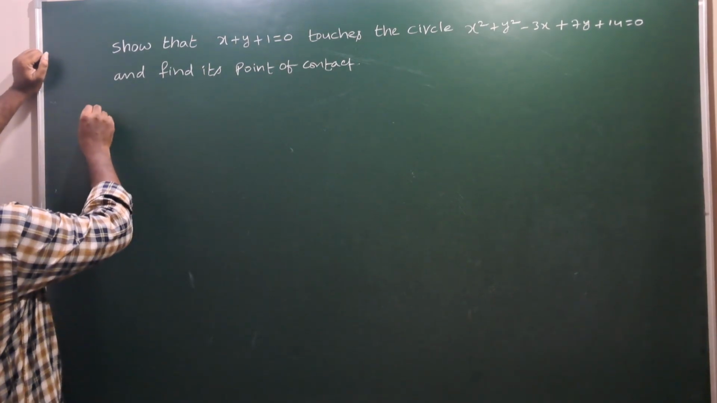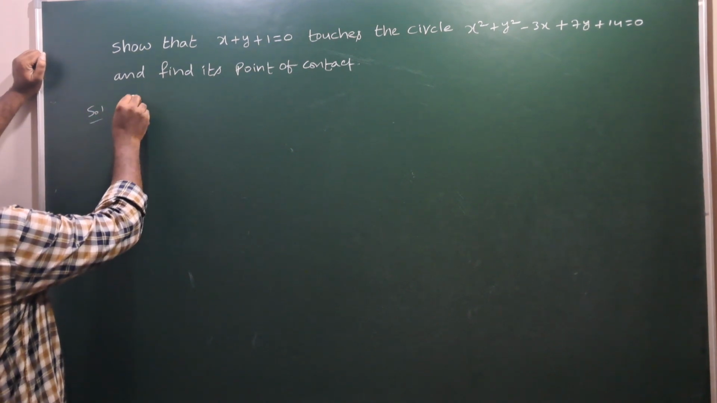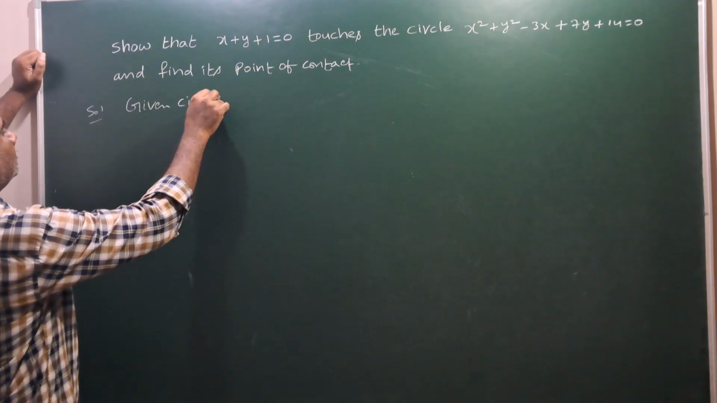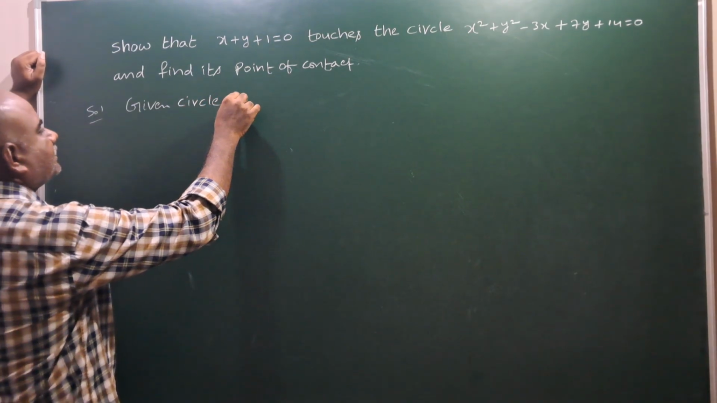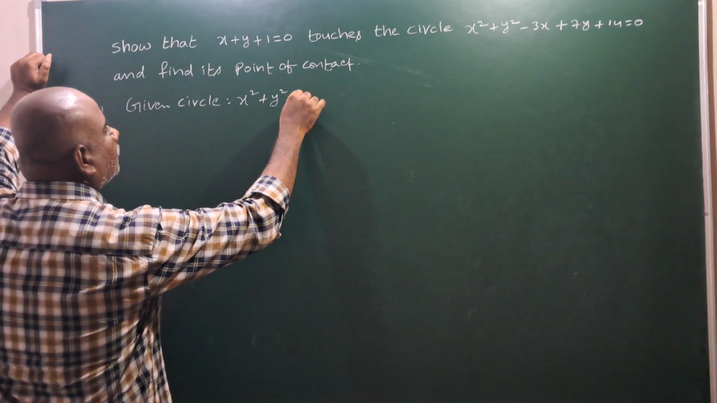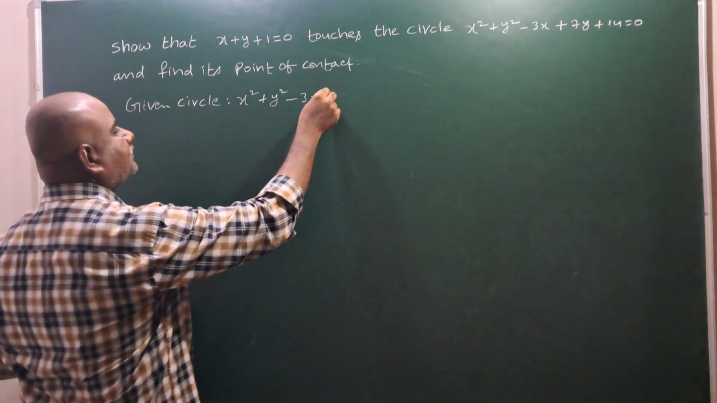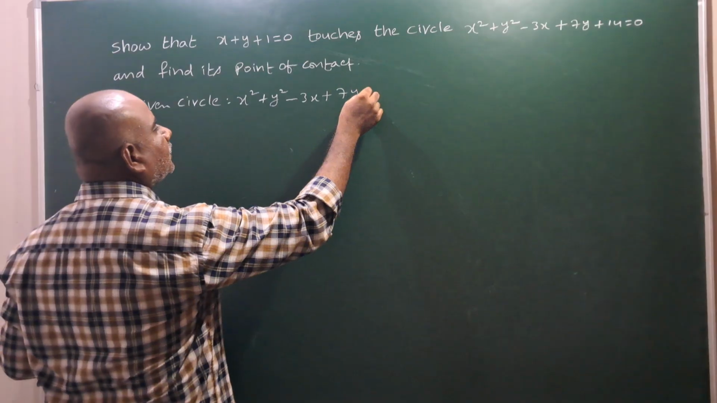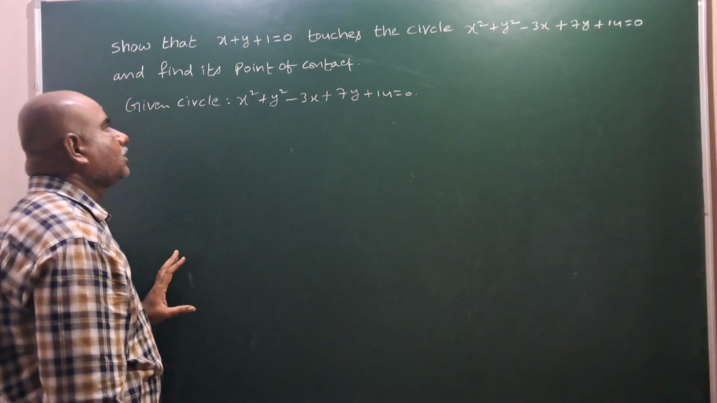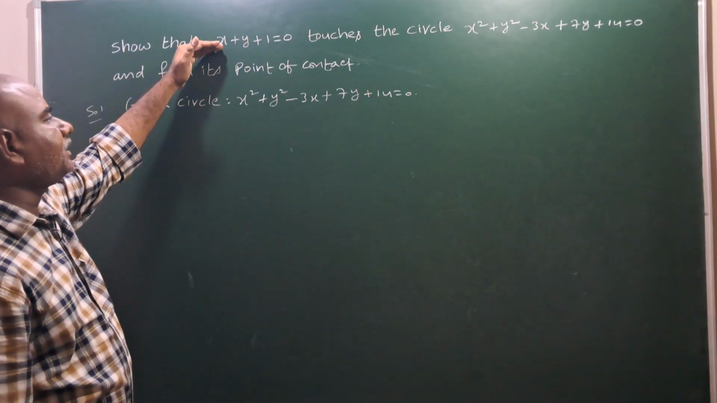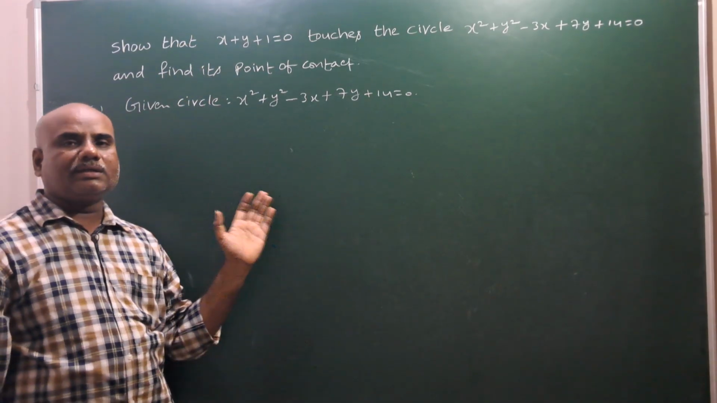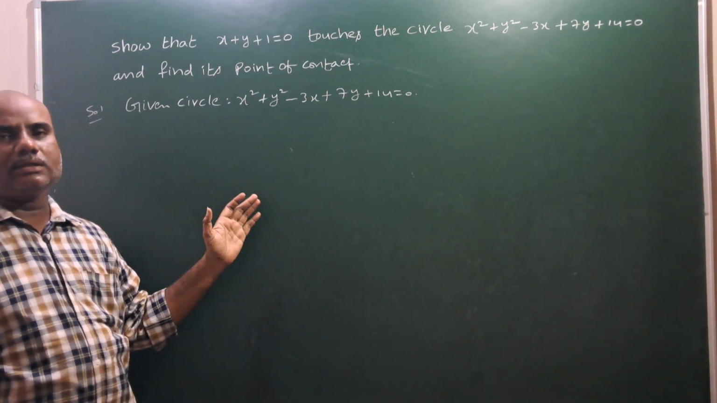So first of all, write the given circle. Given circle is like this: x² + y² − 3x + 7y + 14 = 0. We have to show that this straight line touches this circle. That means we have to show that r = d. Okay, r = d.